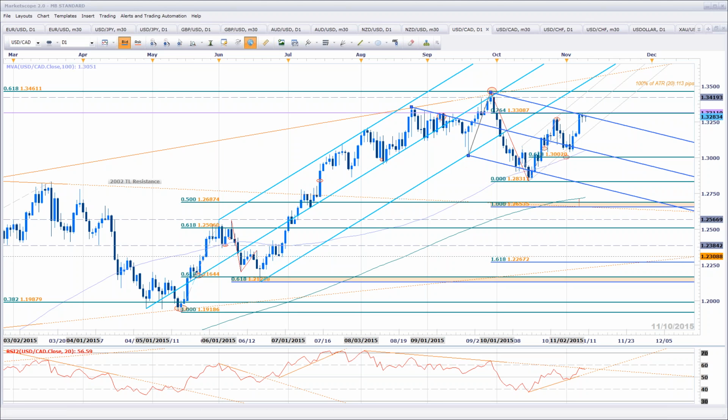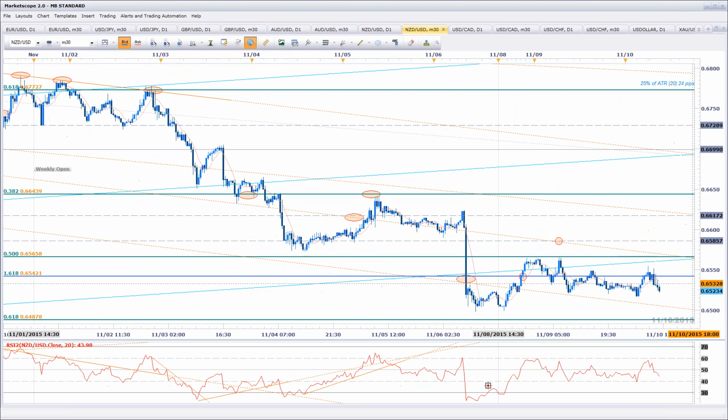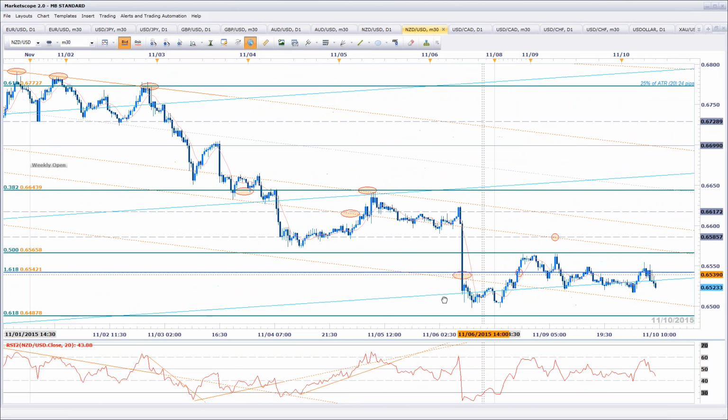Sorry, Mike, I'm late. Did you cover Kiwi against Euro and against the dollar yet? I didn't. Here's Kiwi dollar. We kind of just glanced at it. It's been a drifter for me. Haven't really been a fan of it. Like I said, I'd rather play it versus some of the other crosses.